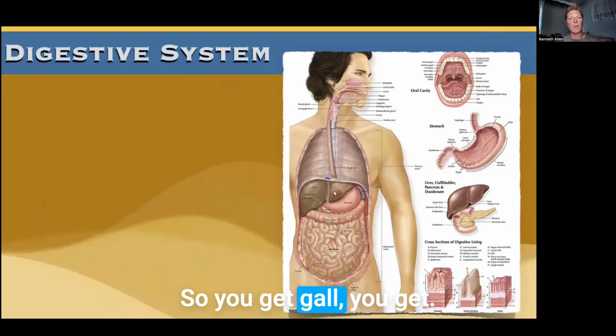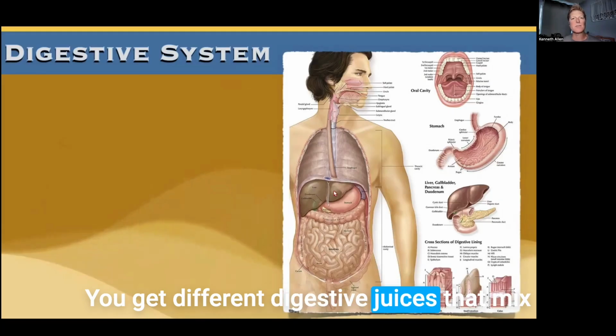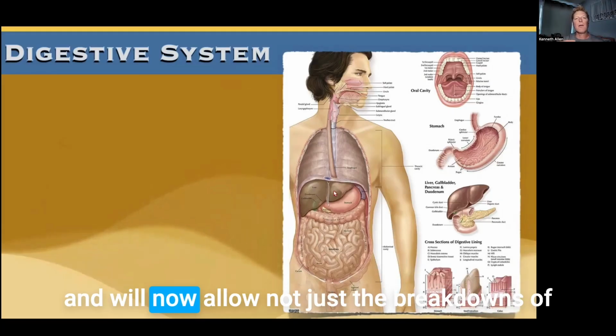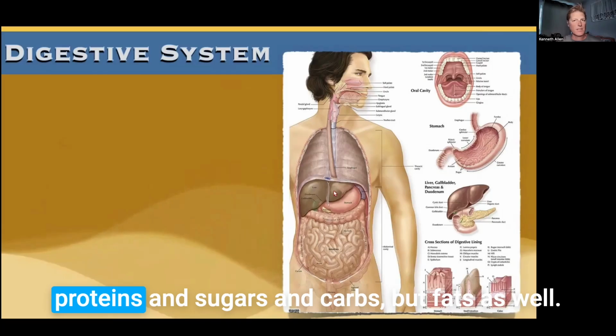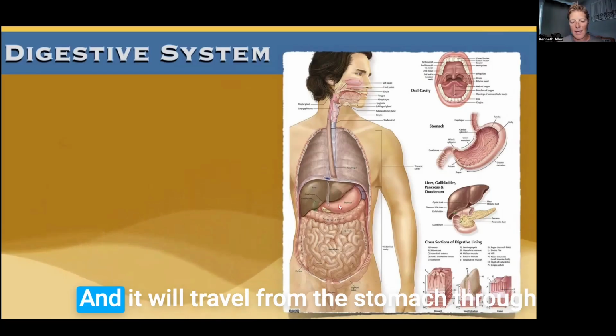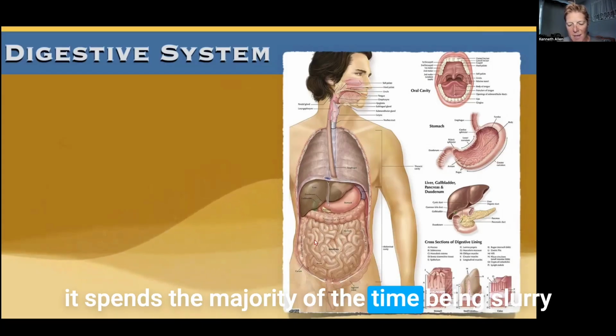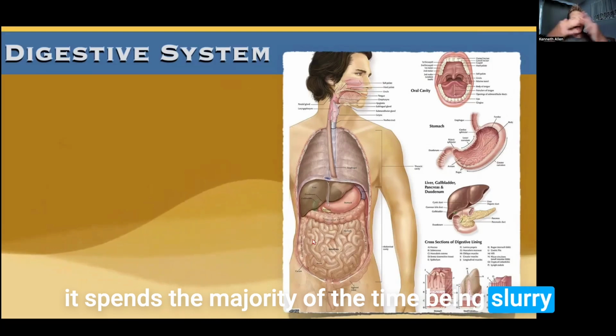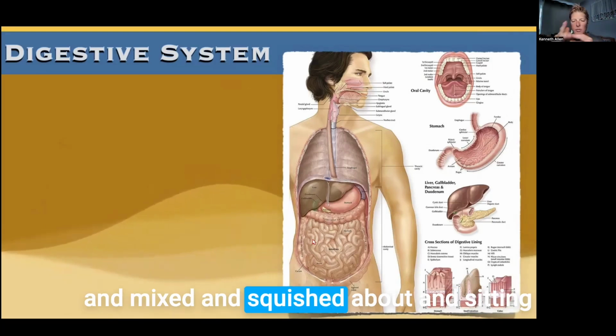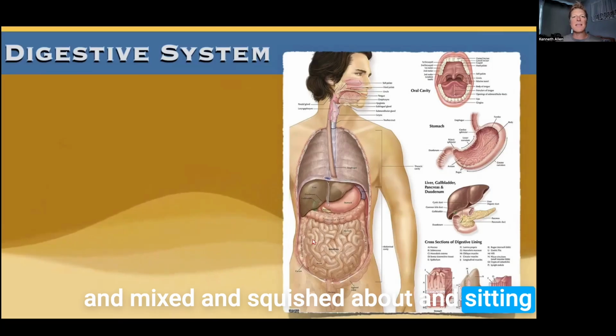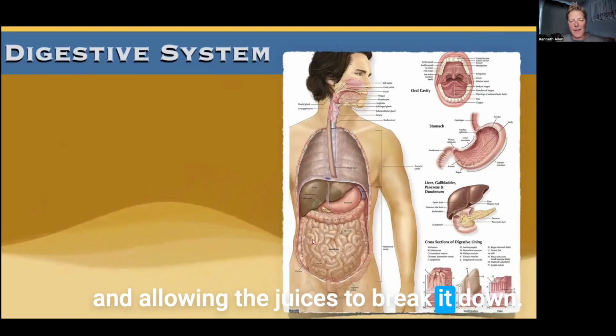So you get gall, you get insulin, you get different digestive juices that mix and will now allow not just the breakdowns of proteins and sugars and carbs, but fats as well. And it will travel from the stomach through the duodenum into the small intestine, where it spends the majority of the time being slurried and mixed and squished about and sitting and allowing the juices to break it down.